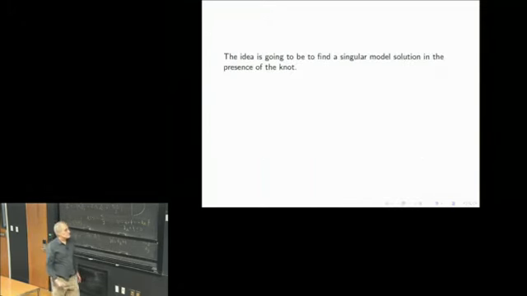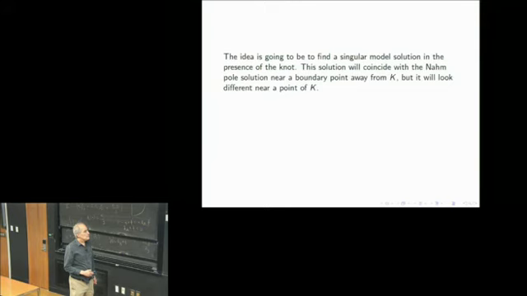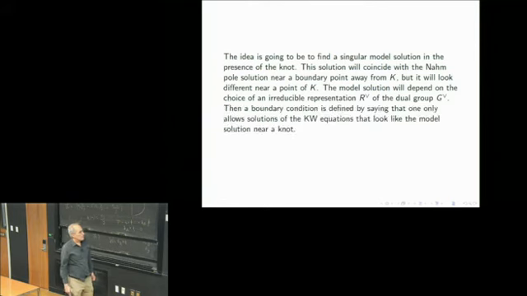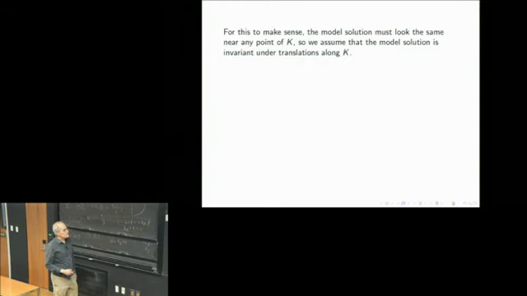The idea is going to be to find a singular model solution in the presence of the knot. The solution will coincide with the non-pole solution near a boundary point away from K, but it will look different near a point of K. The model solution will depend on the choice of an irreducible representation of the dual group. Then a boundary condition is defined by saying one only allows solutions of the KW equations that look like the model solution near the knot. For this to make sense, the model solution must look the same near any point of K. So we assume that the model solution is invariant under translations along K.